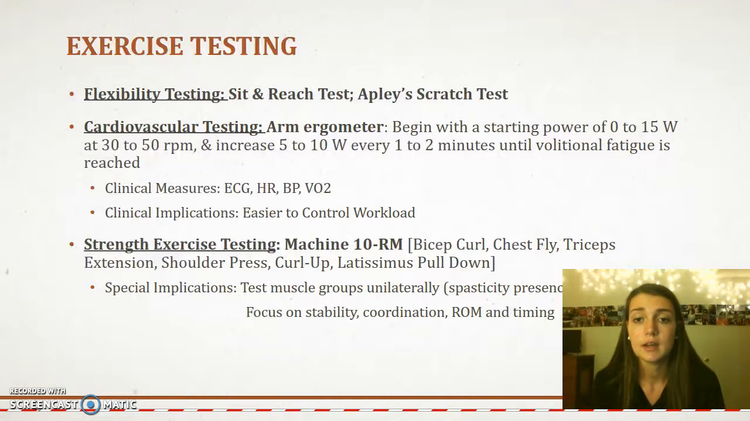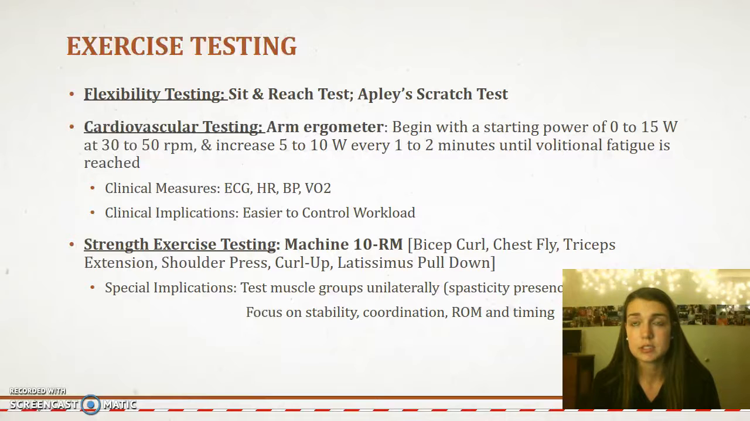You can set it. So you begin with the starting power of 0 to 15 watts at 30 to 50 RPMs, and then begin to increase 5 to 10 watts every 1 to 2 minutes until fatigue. And you want to keep track of heart rate, blood pressure, VO2, and do an ECG to make sure her heart is working okay.